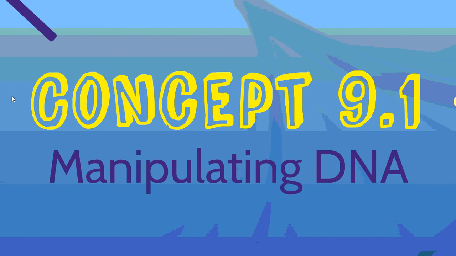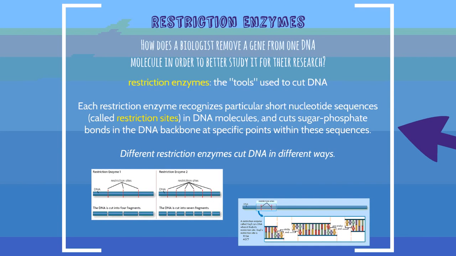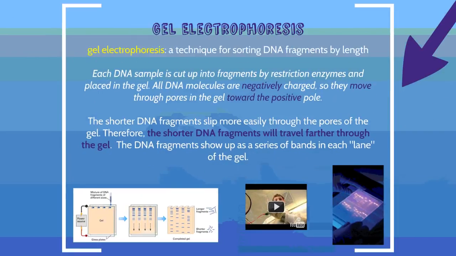Okay, so now we're going to talk about manipulating DNA and genetic engineering. So let's talk about restriction enzymes. If you remember, restriction enzymes are those tools that are used to cut DNA. It actually cuts the bonds between nucleotides and allows for those fragments to be separated. We use restriction enzymes when we want to do gel electrophoresis. So remember, that's the process of sorting those DNA fragments by length.